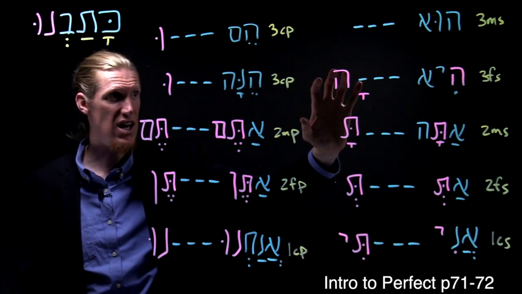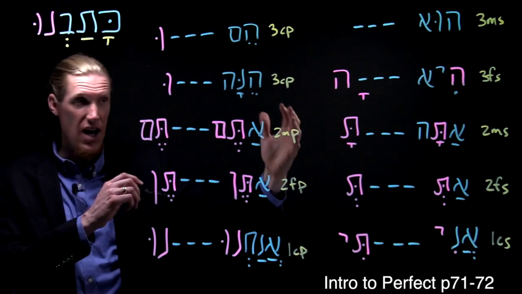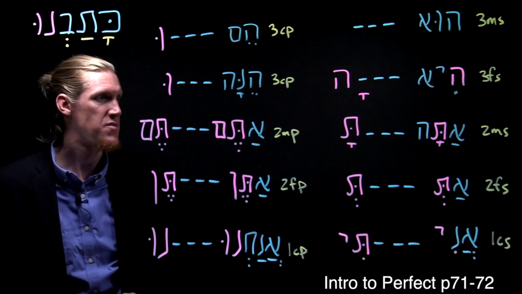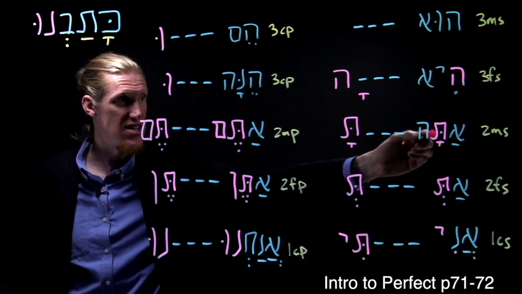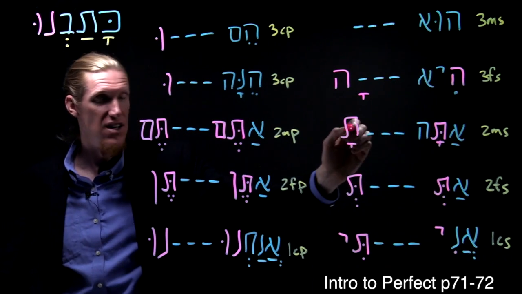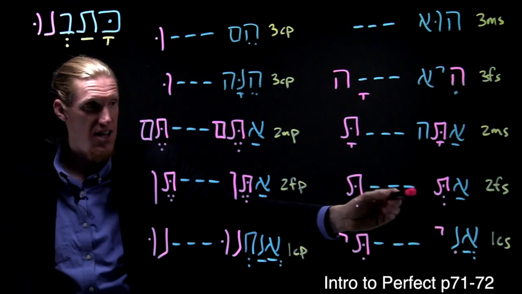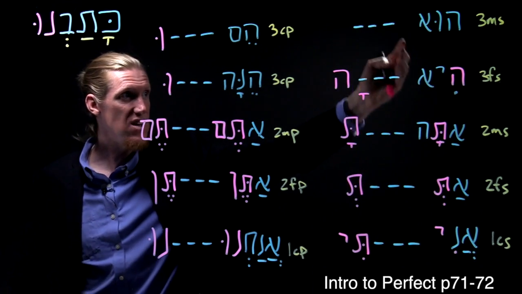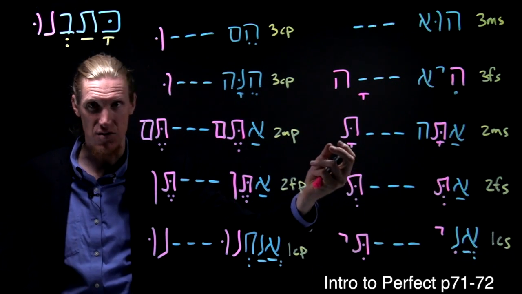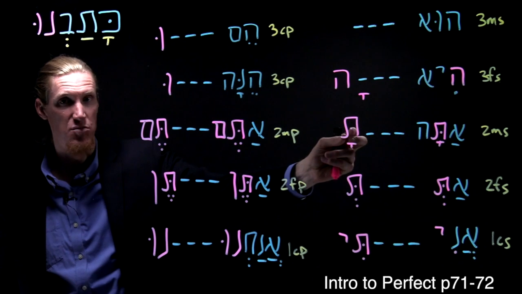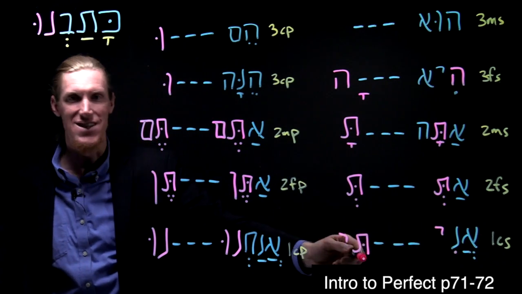It attaches at the end of the verb to communicate that a feminine singular subject has done some action that's come to an end. Ata, second masculine singular, you see the ta, you can hear it, ta. At, t. So the salient sound of the pronoun gets contracted and then becomes the affix. And first common singular ani becomes ti.